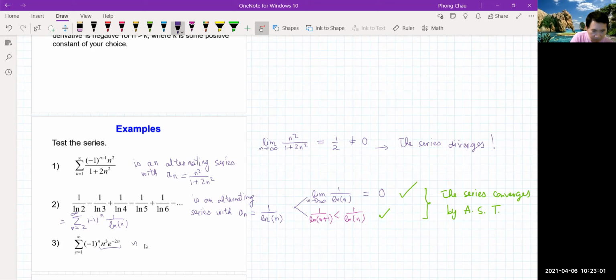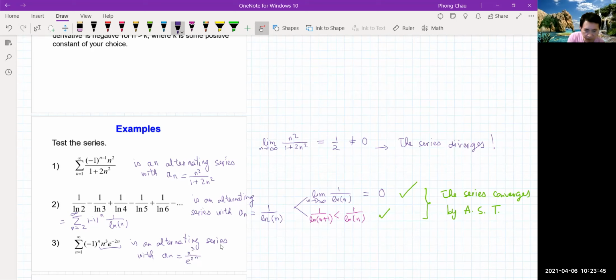Okay, so that is an alternating series with a sub n equal. Now notice this is n cubed times e to the negative 2n. Now to make it easier, I don't like negative exponents. I can rewrite that as n cubed over e to the 2n. It's the same, a negative power means reciprocal, right?